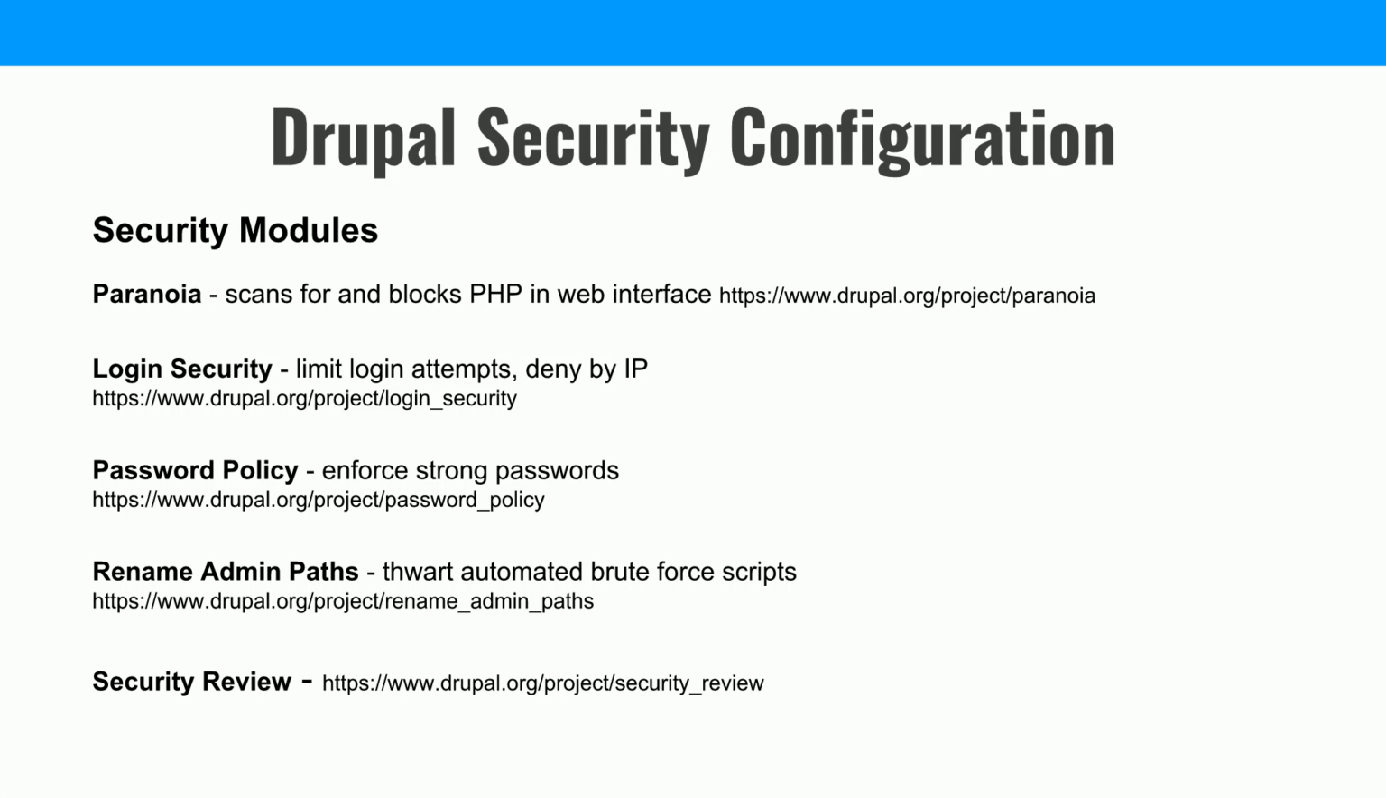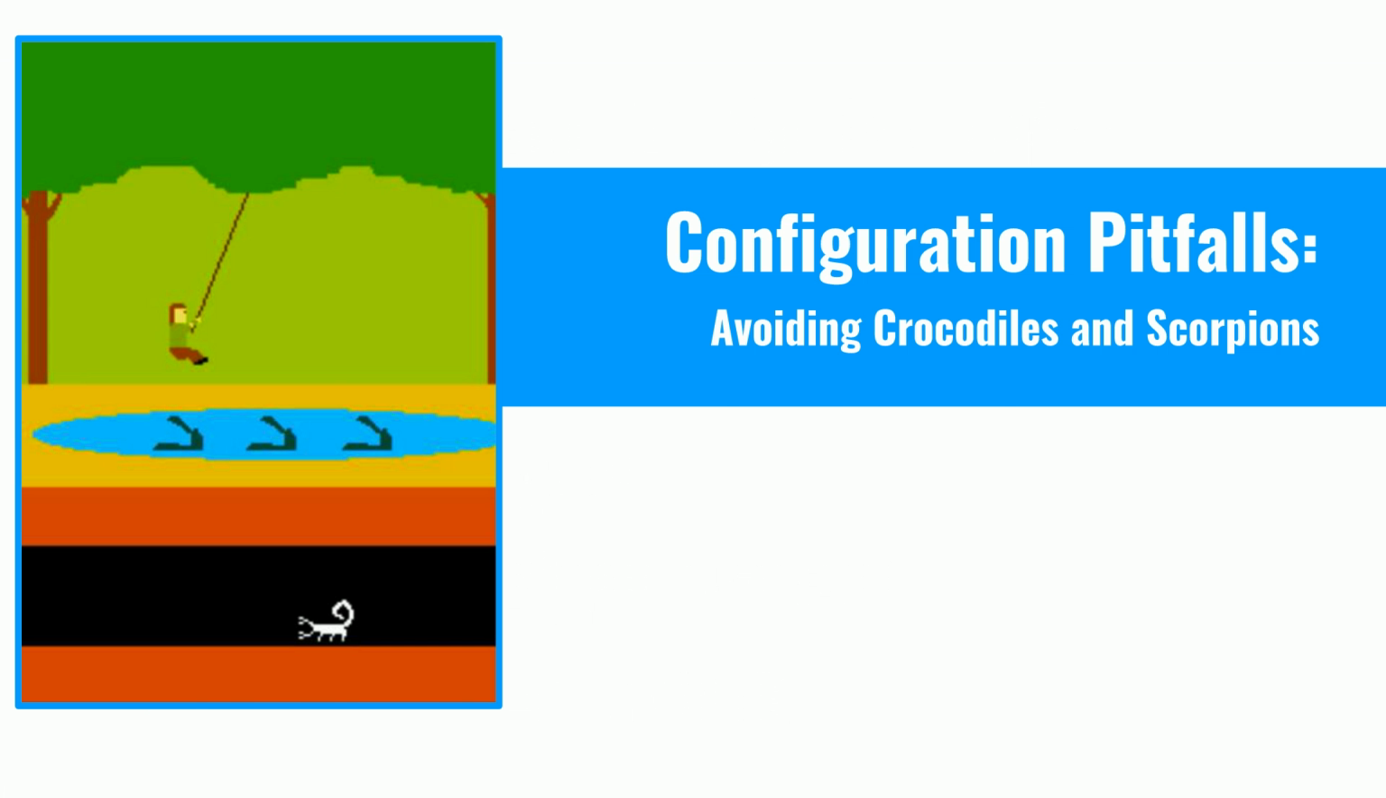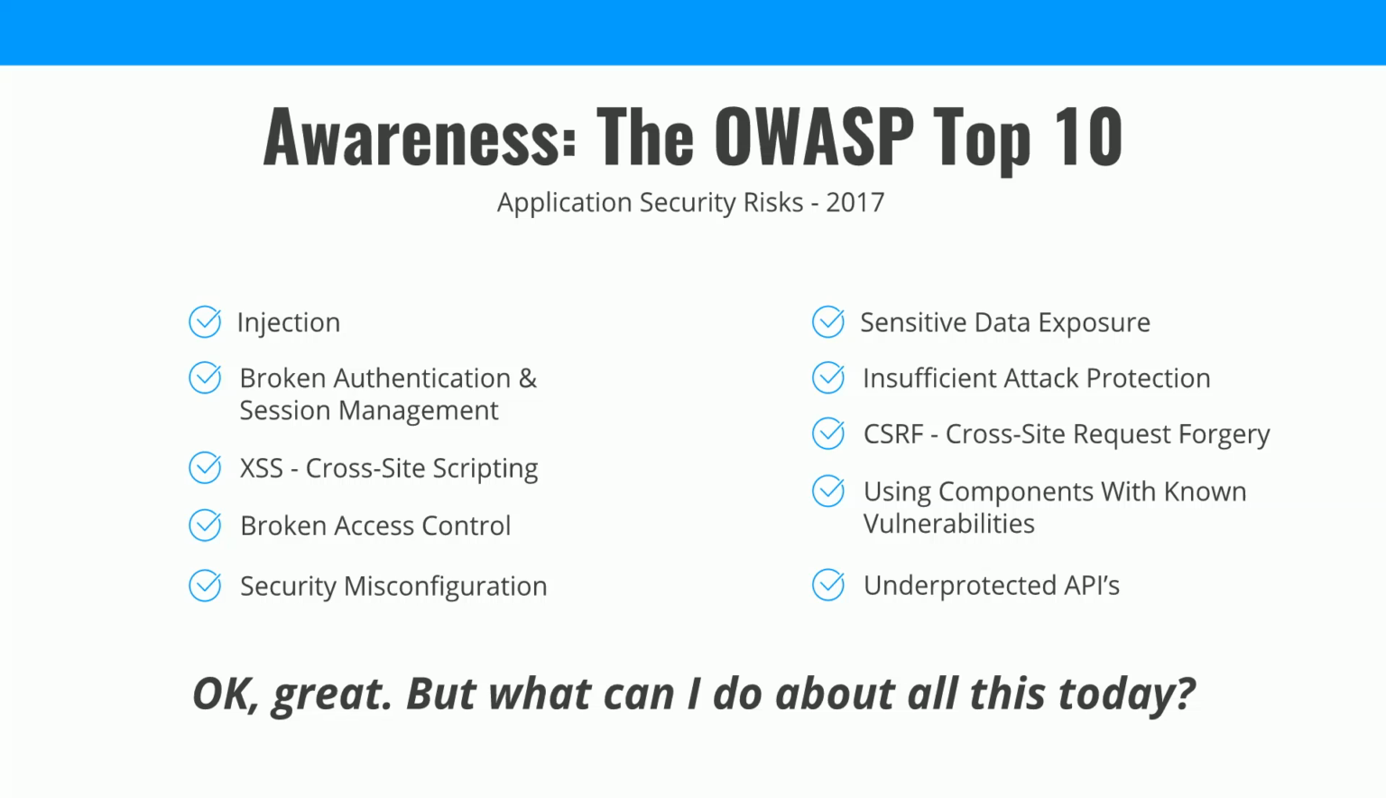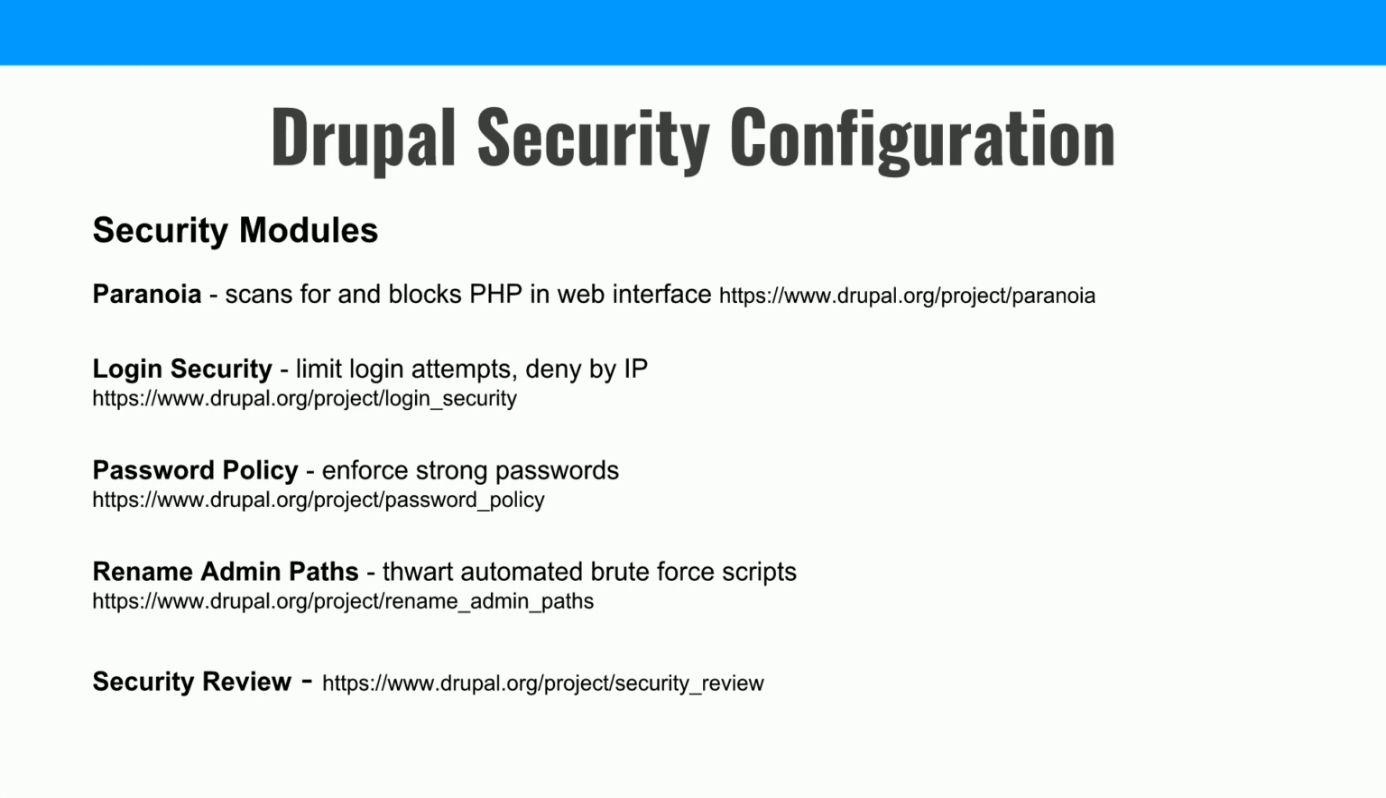Login security, limit login attempts. This goes back to that OWASP top 10, insufficient attack protection. Login security will help prevent brute force attempts. You can deny logins by IP address. You can lock people out if they've failed to enter a username and password correctly 5 times, for example, and then disable their IP address for 10 minutes or an hour. Usually that's enough to thwart the automated attacks against your website.